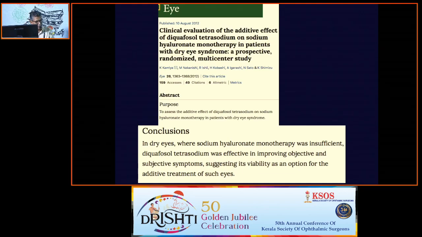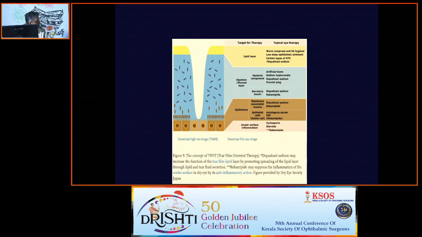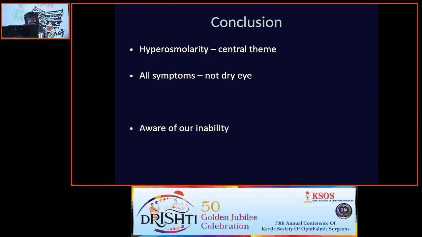And if you combine diquafosol with sodium hyaluronate, we know that it is much better than using sodium hyaluronate or any other agent. So I think if you compare with the data which is coming from the West, and if you look at the data which is coming from the East, the Japanese data appear more appealing to me in that there is a target for tear film oriented therapy in which there is a significant type of short breakup time dry eye, which is very commonly seen in our context. And in such people, diquafosol and rebamipide are very good agents. Thank you so much.